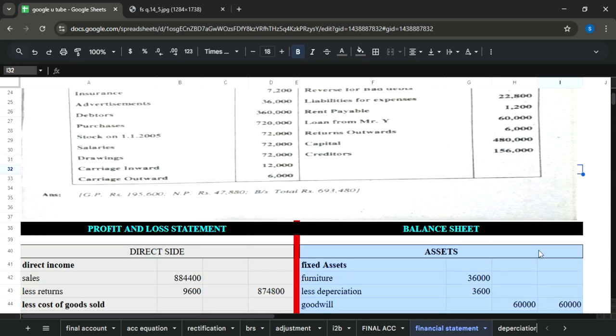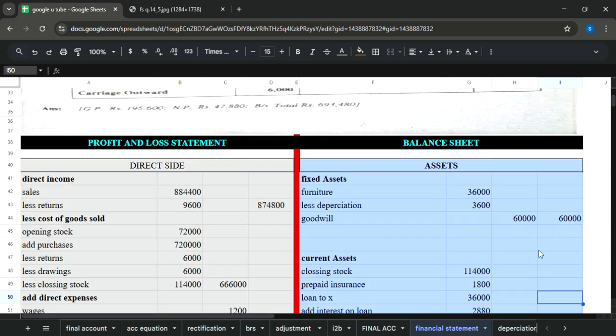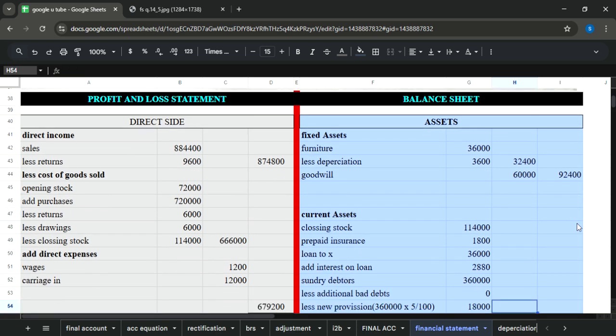So here we will start the calculation of assets. Here you can see fixed assets: 60,000 was the amount of goodwill, and here you will calculate your net furniture. Amount of furniture 36,000, depreciation was 3600. In this way 32,400 furniture, amount of goodwill 60,000, and total fixed assets 92,400. The next step is to see the remaining calculations.